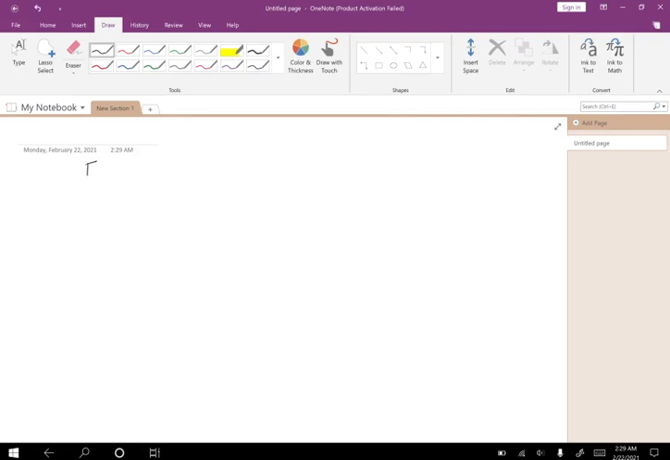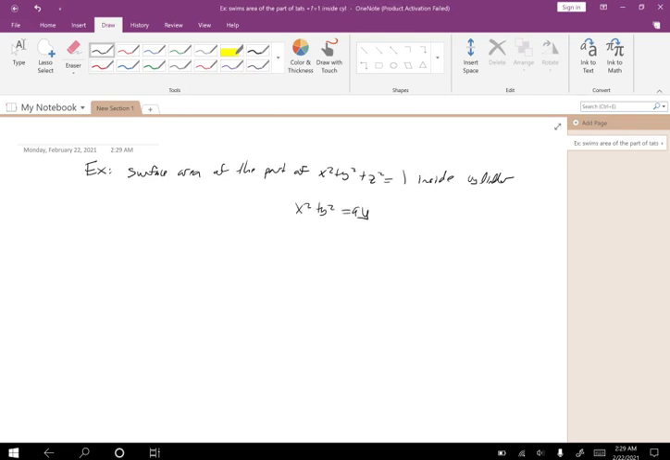Okay, let's talk about one type of surface area problem. So we're going to find the surface area of the part of the sphere inside the cylinder x squared plus y squared equals 1 times y.